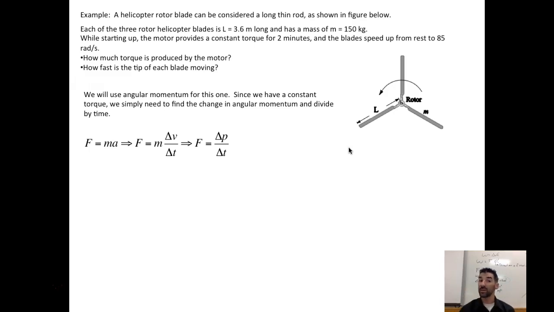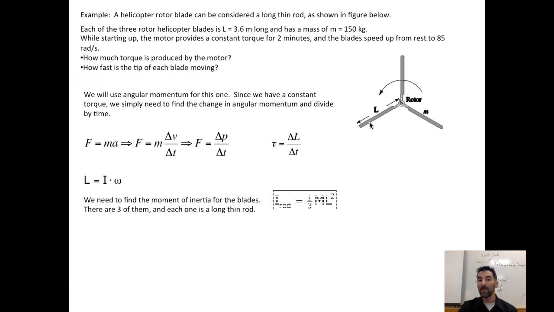Quick review, F equals ma. I know acceleration is a change in velocity per unit time. I know m times v is momentum, so my force is a change in momentum per unit time, which means my torque is a change in angular momentum per unit time. So what do I know about that? I know L is equal to I times omega. And right now I'm only concentrating on one of them. So if I know one and they're all identical, I can do them all. So I know the angular momentum of one of them. L equals I times omega.